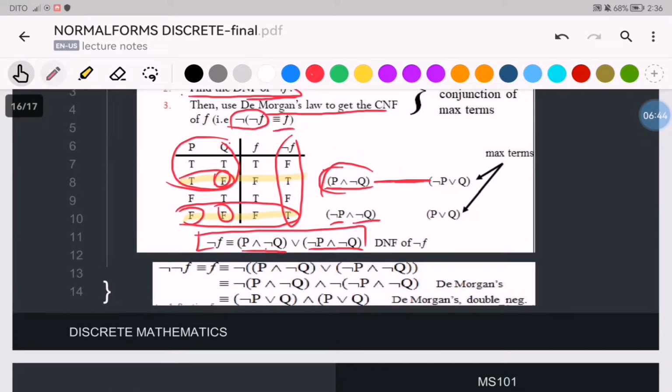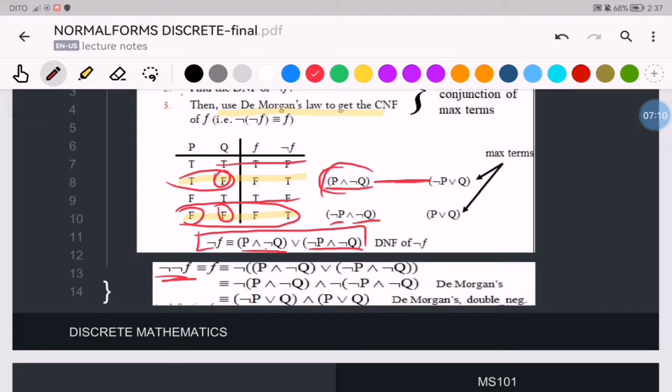So, for the negation of F, number 3, use De Morgan's law to get the CNF. How do we get the CNF? The CNF can also be derived from the false values. But in this question, since the double negation is F, we translate the DNF, the contradiction, to the CNF. Meaning, put a negation on the given DNF, then distribute. De Morgan's law is like distribution. Use De Morgan's law.